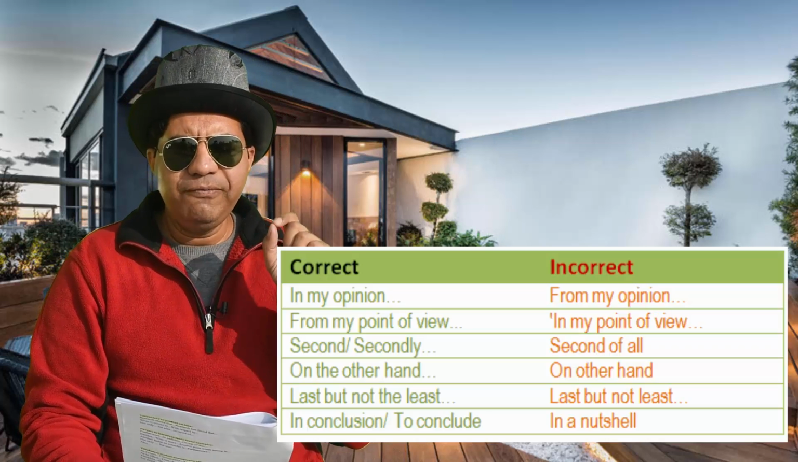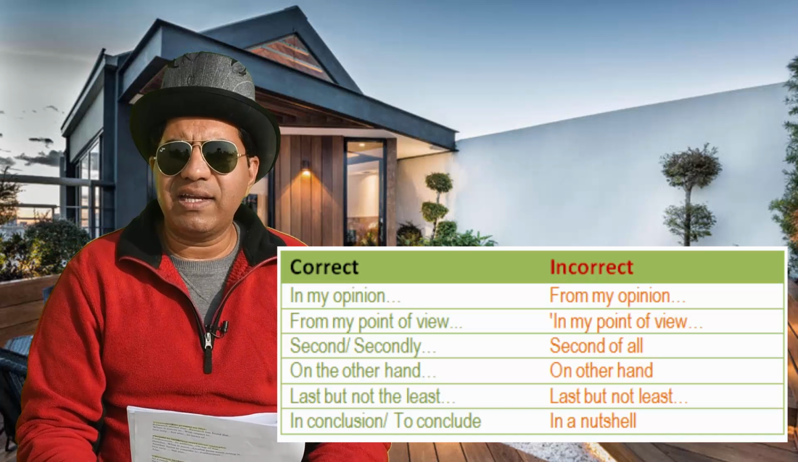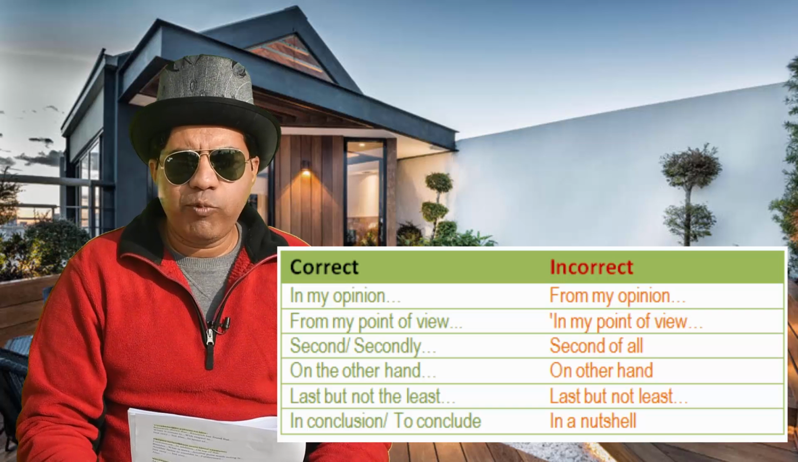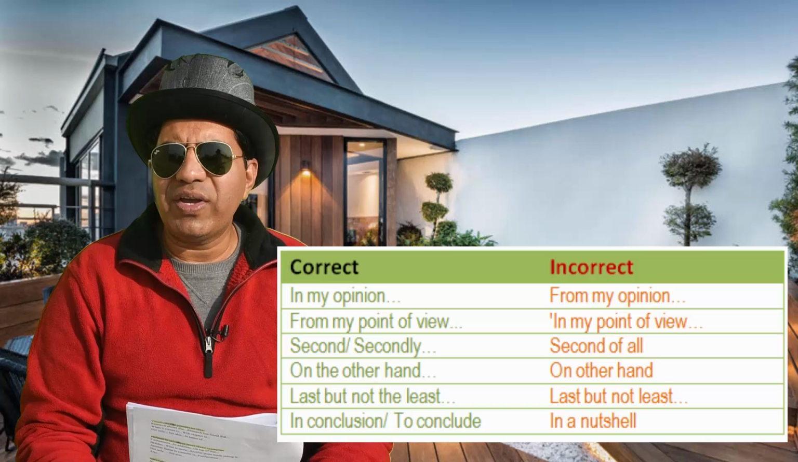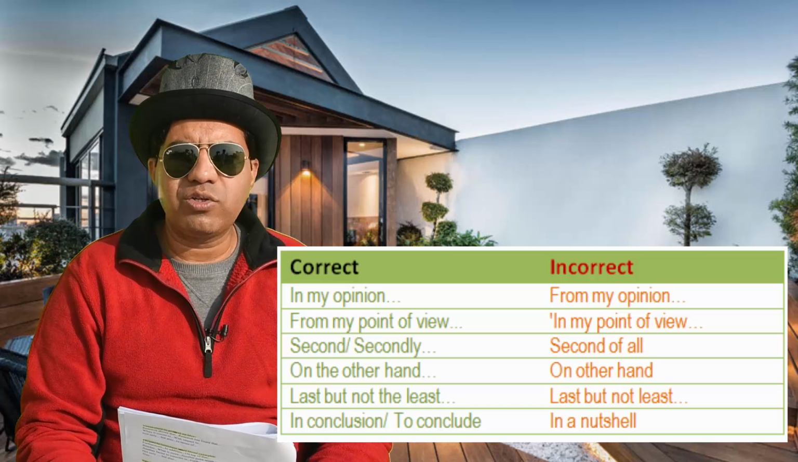Now I would like to tell you about some phrases which are incorrect but which people commonly use. First of all, from my opinion. From my opinion is incorrect. Instead of that, you should say in my opinion. In my point of view, this is wrong. Instead of that, you can say from my point of view.